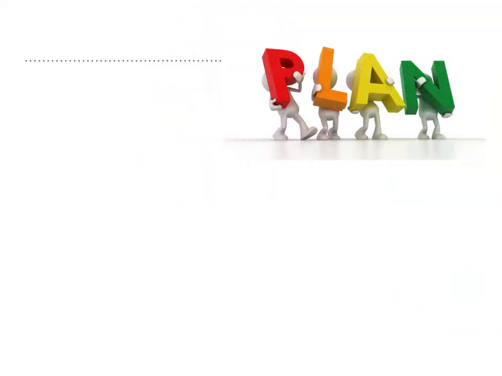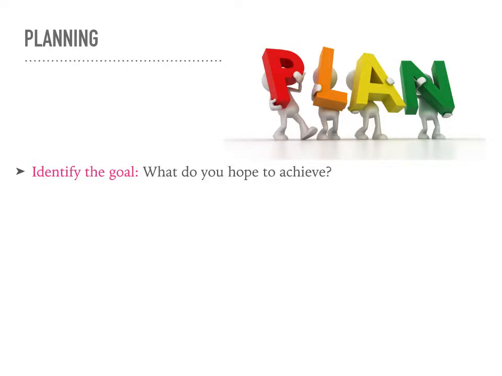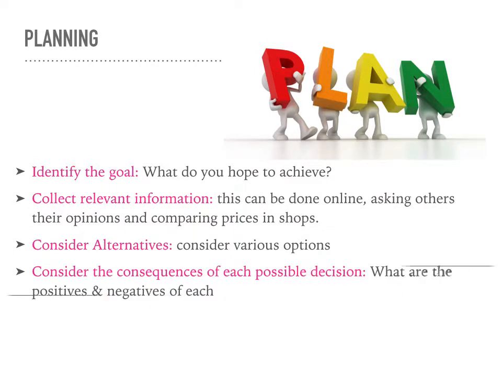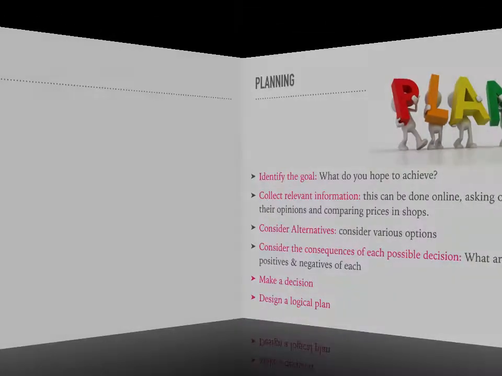So let's look at planning in a little more detail. So planning would start with deciding on the goal, to identify the goal. What do you hope to achieve? Then you would collect all relevant information. So do your research and look at all of the different possibilities of information. You consider the alternatives. So there may be different ways to achieve your goal. So you look at all these different ways, and then you look at the consequences of each of those alternatives. What are the positives and negatives of each? Then you would make a decision and you design a logical plan.